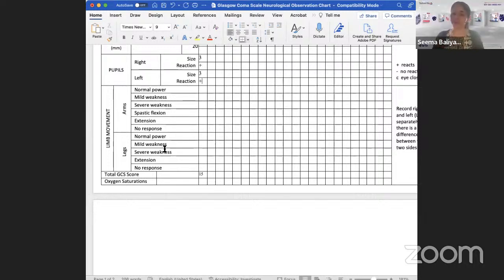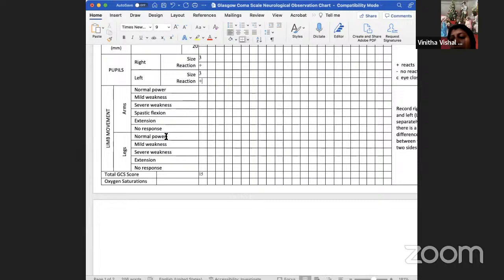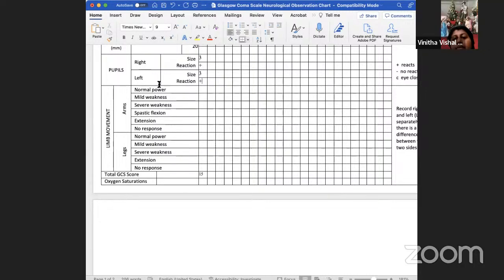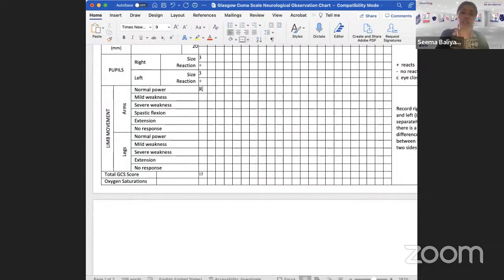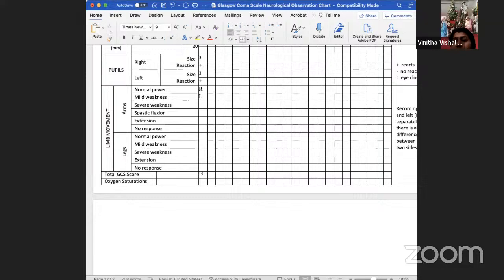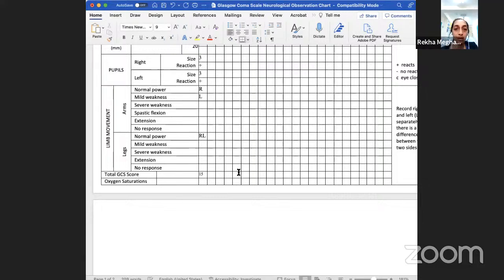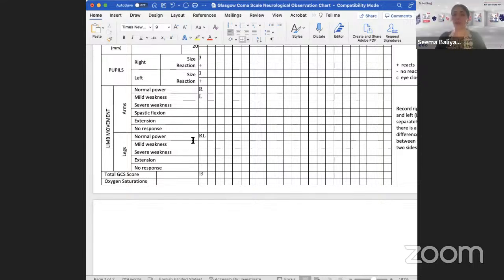Then where we need to write it: the chart does not specify left arm or right arm. Imagine you are told that your right arm has normal power and your left arm has mild weakness. Against the normal power you will write an R, because that is your right arm. And against the mild weakness you will write an L, meaning your left arm has mild weakness. And if in the legs both are normal, then you are going to write R and L together against the normal power.